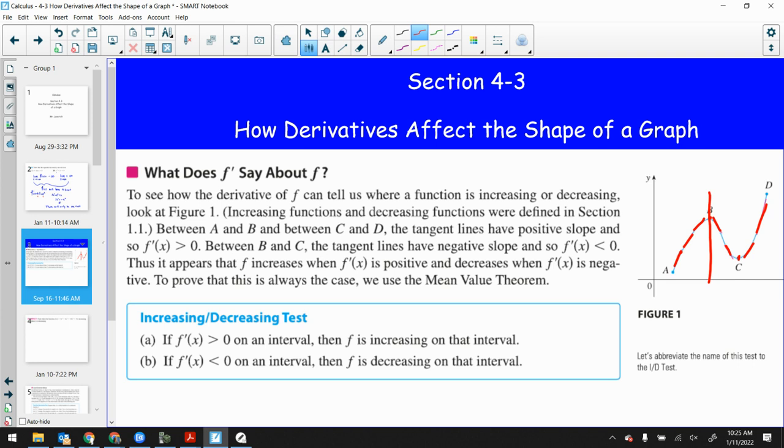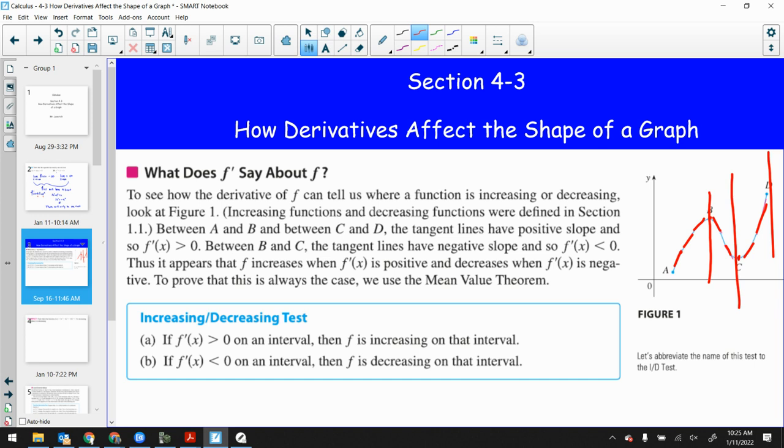Every point to the left, as long as this is continuous, every point to the left of B is going to have a positive slope, right? Every point on the left of B is going to have a positive slope, without exception. Every point between B and C is going to have a negative slope. And every point from C to D, and onward, I guess if this continued onward, it would have a positive slope again, right?